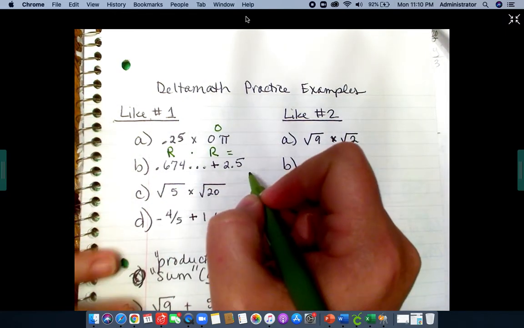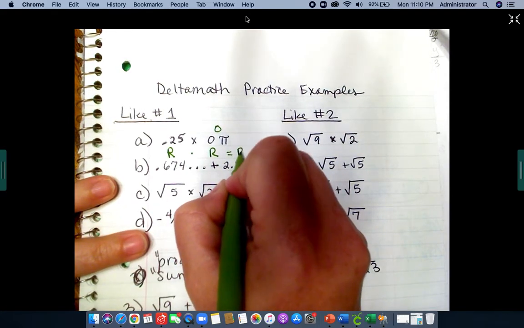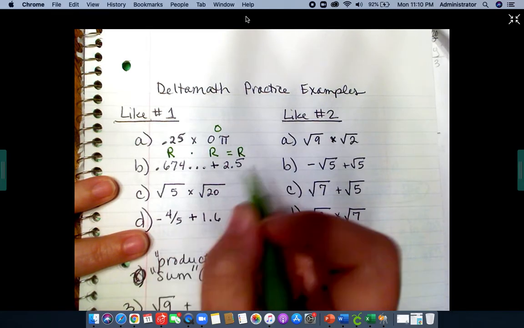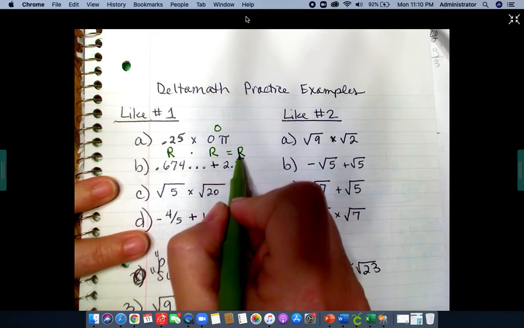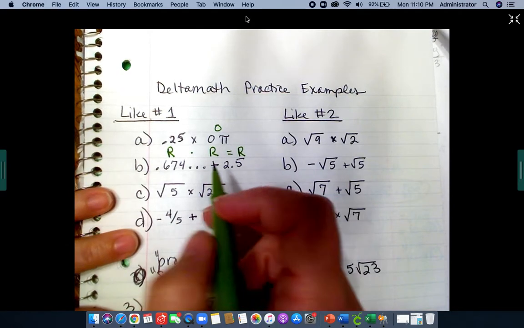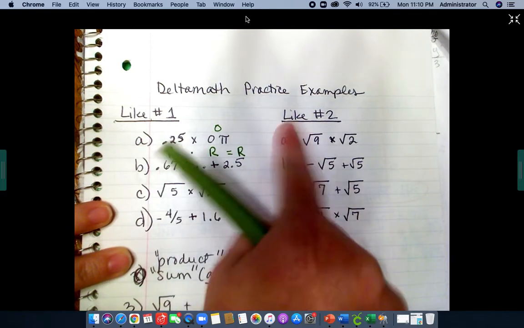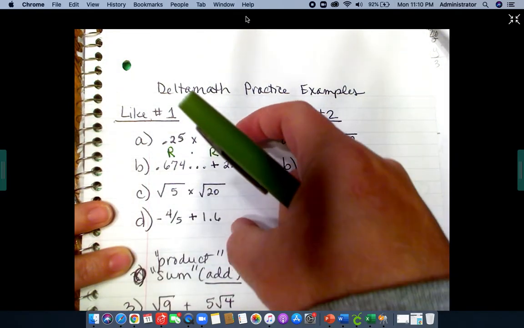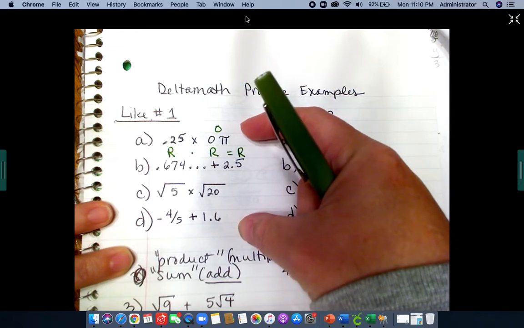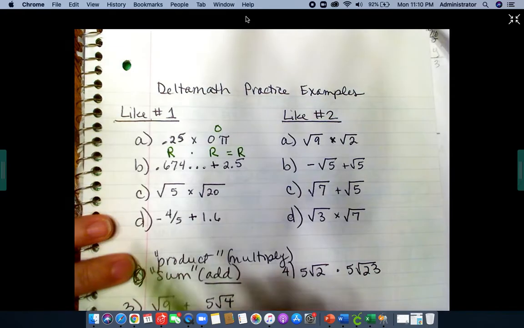So what do we know about irrational times irrational? If you look back at your notes, irrational times irrational is always rational. So in Deltamath, you would just type in an R. In the instructions I tell you, just type in R or type in I. If we take a look at B, and like I said, they're not necessarily in the same exact order of the problems, but A through D on Deltamath is contained within A through D here for number 1.